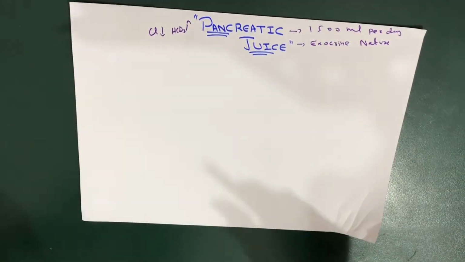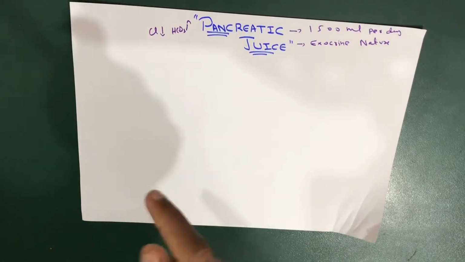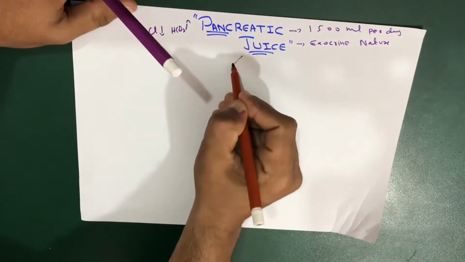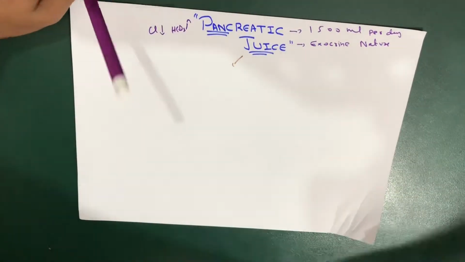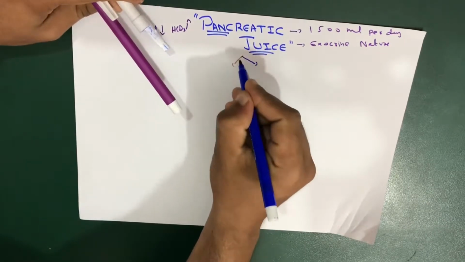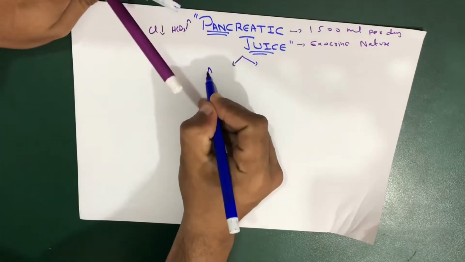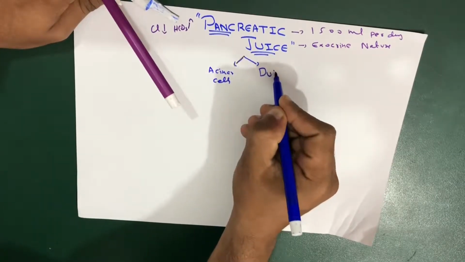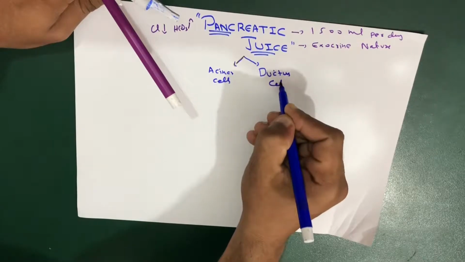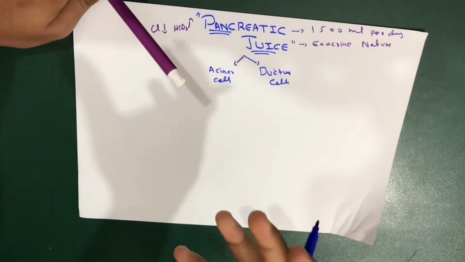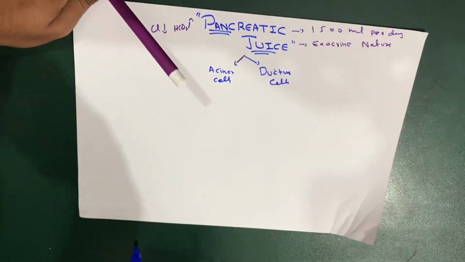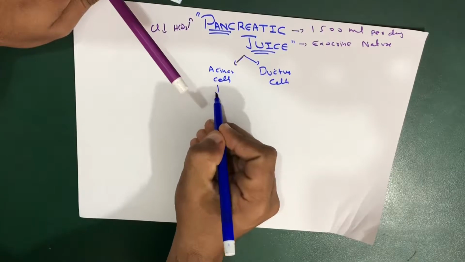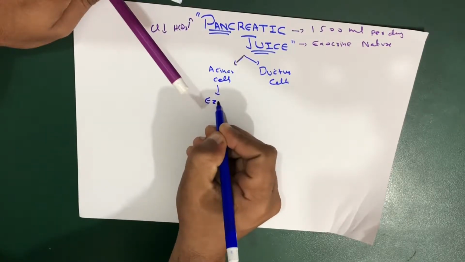There are two components of the pancreatic juice. Consider it in the sense that there are two cells in the pancreas which help in the formation of the pancreatic juice: the acinar cells and the ductus cells. The enzymatic component, with a lot of enzymes, is secreted by the acinar cells.